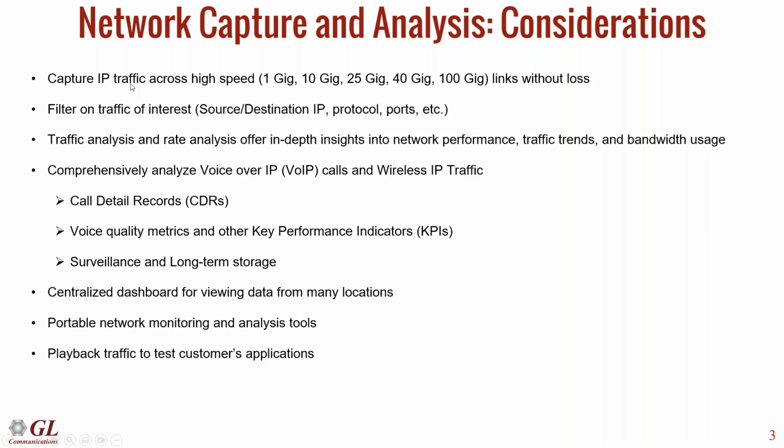Now, when you want to capture traffic on such high-speed networks, first off, you want to do so without any loss. You don't want any packet loss, and typically you want to look for certain types of traffic, because otherwise it's so much traffic you don't really care about looking at the whole thing. You may just want to filter on certain types of traffic: different IP addresses, protocols, ports, payloads, and so forth.